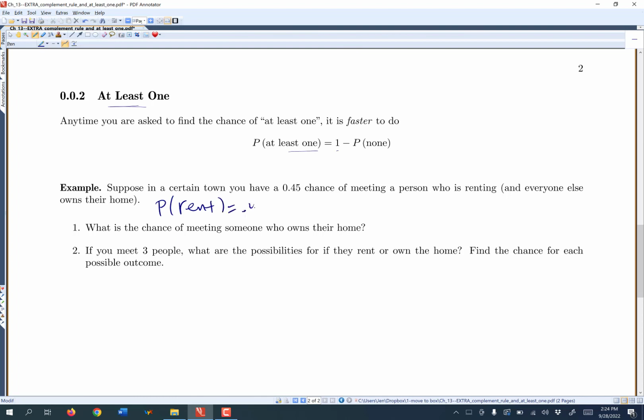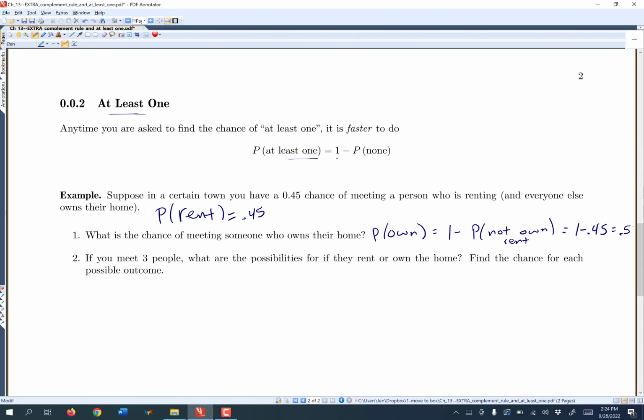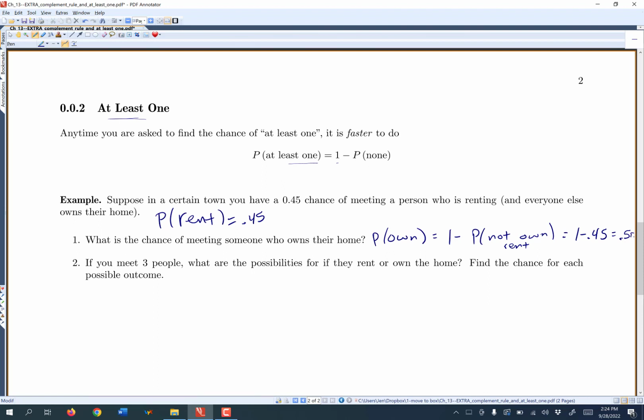We know the probability of rent equals 0.45. So the probability of own is going to be 1 minus the probability of not own, which is basically just rent. So we'll just do 1 minus 0.45 equals 0.55. So that was the complement rule there. Sometimes we have to use the complement rule twice in one problem.